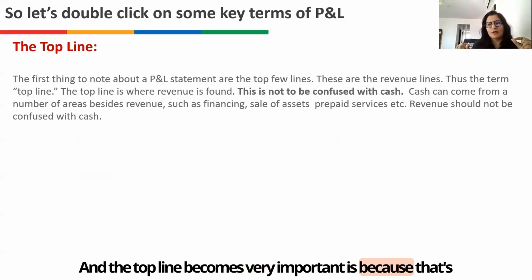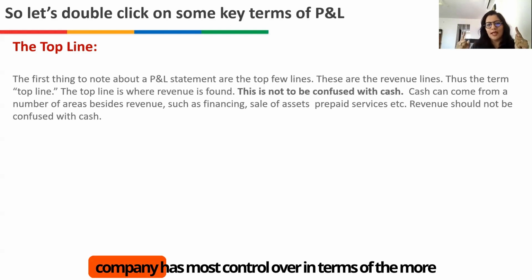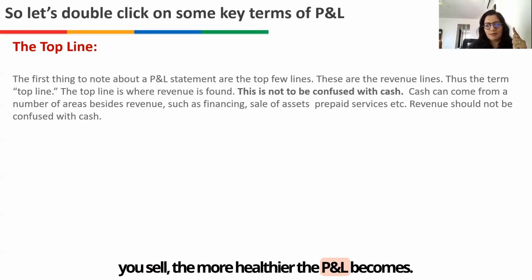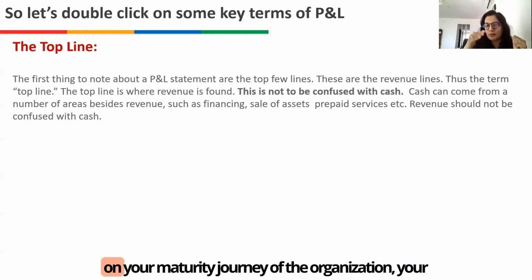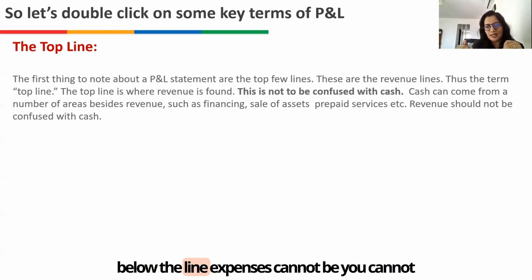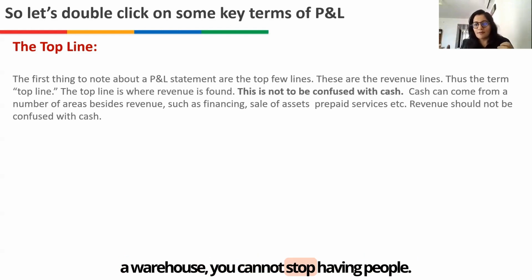The top line is very important because that's the biggest thing in the entire P&L that the company has most control over, in terms of how the more you sell, the healthier the P&L becomes. Because after a certain point, depending on the maturity journey of the organization, your below-the-line expenses cannot be cut. You cannot stop having an office, you cannot stop having a warehouse, you cannot stop having people.